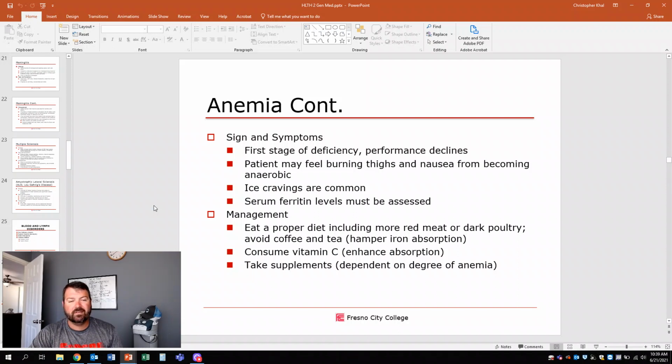interrupt iron absorption. Vitamin C enhances absorption. Supplements are good but not the best. Supplements are one, expensive, and two, not as good as getting it through regular diet. Not saying you have to get it through meat alone. Beans, spinach, there's more, I'm drawing a blank right now, will have really high levels of iron.